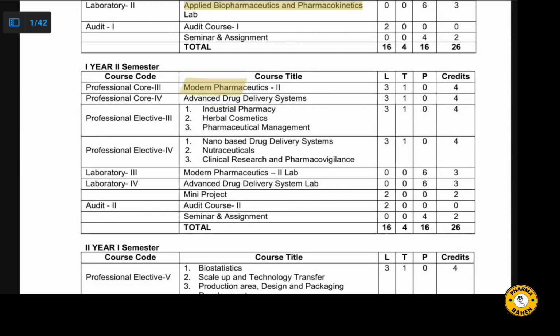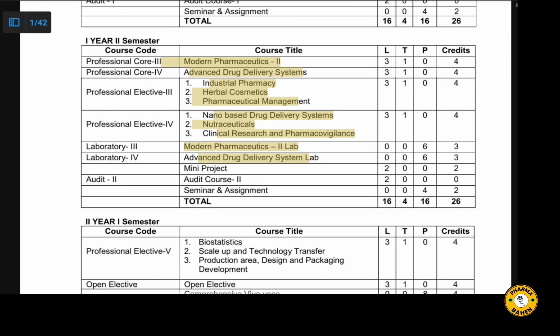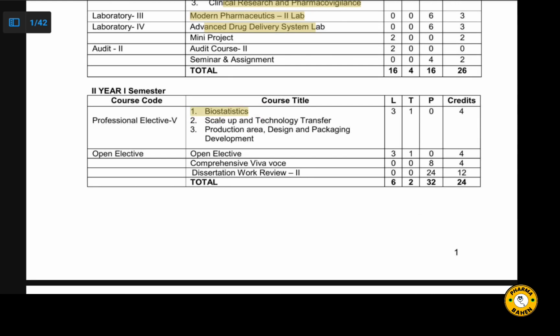Then we have Modern Pharmaceutics 2, Advanced Drug Delivery Systems, Industrial Pharmacy, Herbal Cosmetics, Pharmaceutical Management, Nano-based Drug Delivery Systems, Nutraceuticals, Clinical Research and Pharmacovigilance, Pharmaceutics Lab 2, Advanced Drug Delivery Systems Lab, and then Biostatistics, Scale Up and Technology Transfer, Production Area Design and Packaging Development.